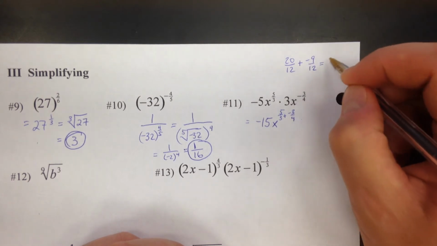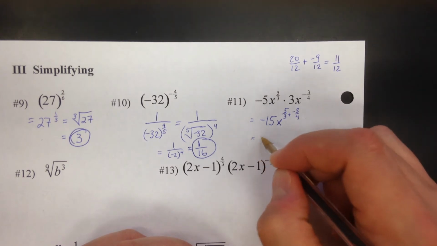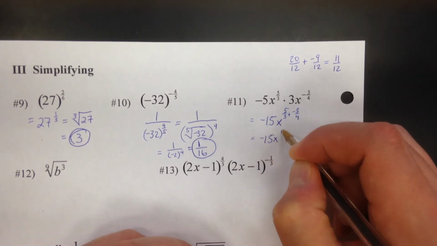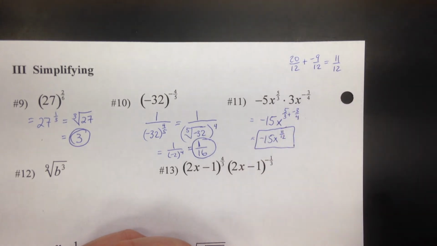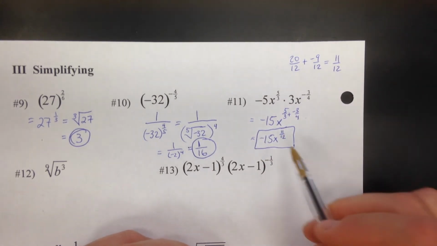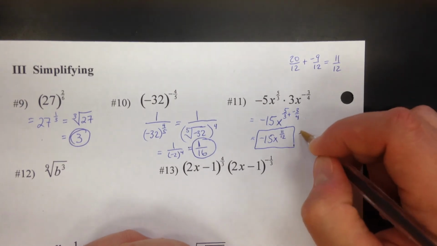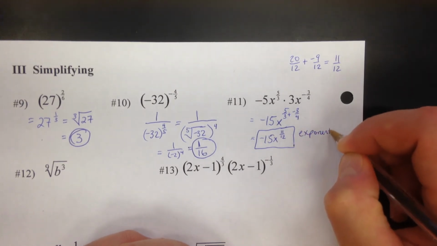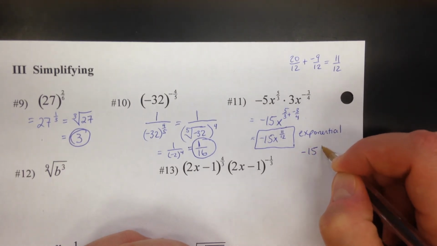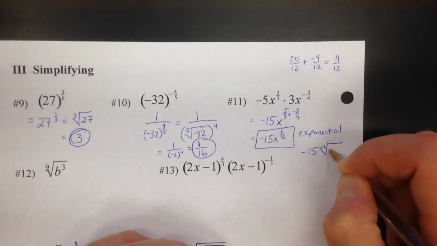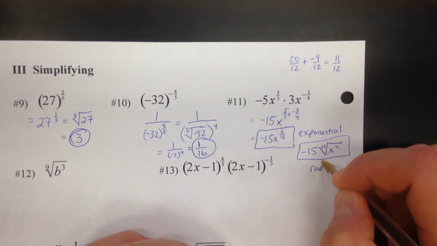Now I can add my fractions. I get 11 over 12. And so the answer, we get negative 15 x to the 11/12. Now it doesn't tell us whether to leave it as a rational exponent or a radical, so this is good. If you wanted to write it in radical form, so this is exponential, radical would be negative 15 times the 12th root of x to the 11th. So this right here would be radical.